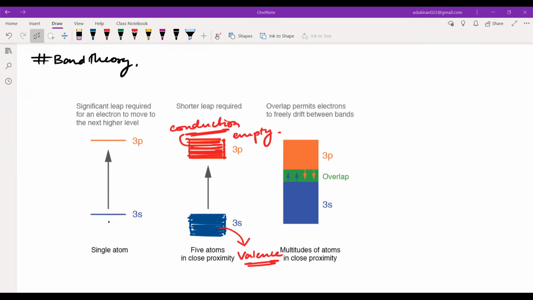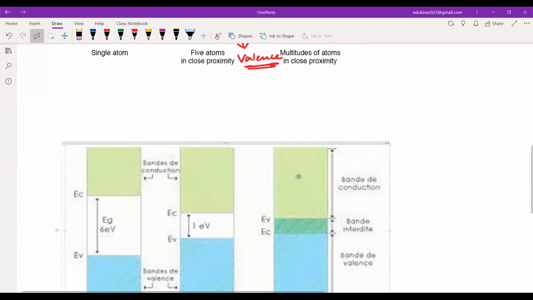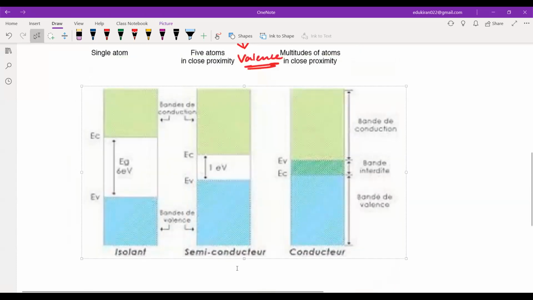Okay, wait a second, where did it go? I had a good image here. This is not very visible. Wait a second. This is better.